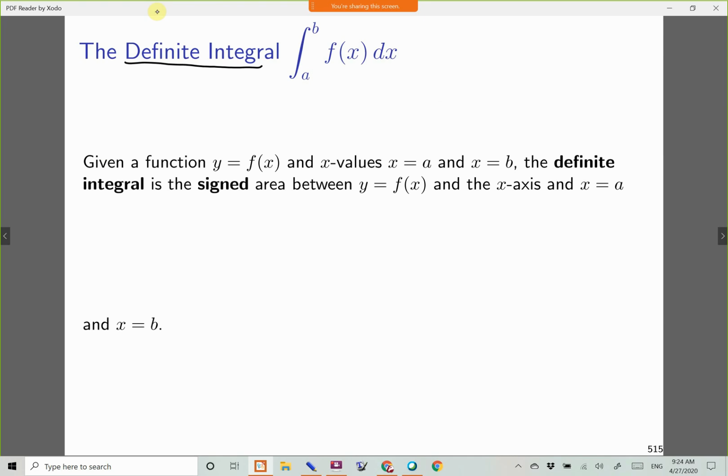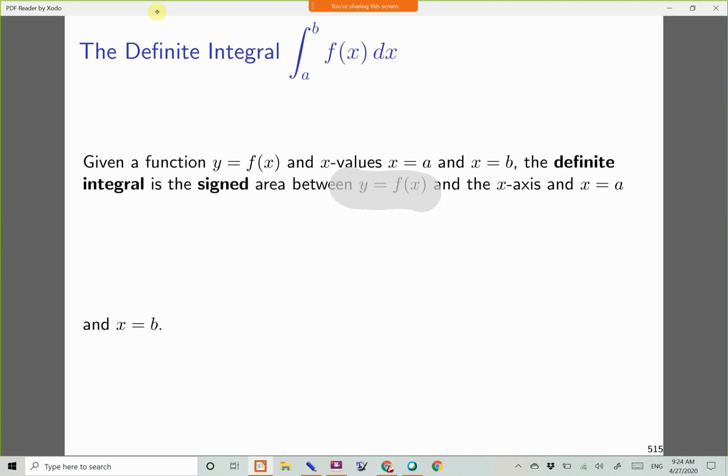What happens now is this new thing. How is it defined? You're given a function, y equals f of x. You're given two x values. So x equals, right here, that's an x value, generically called a. And then you have another x value called b. And this new thing called the definite integral is the area, technically the signed area. We'll get to that in a second.